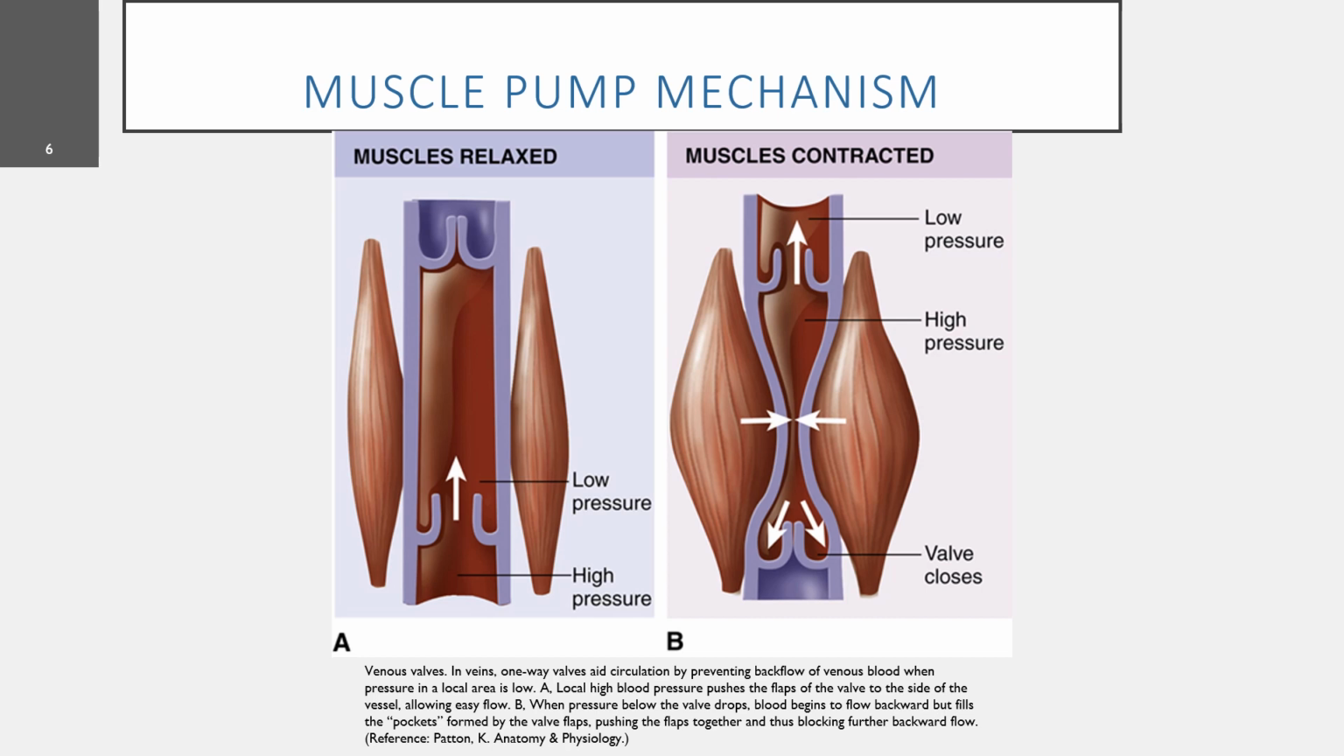Here you can see the muscle pump mechanism. In veins, one-way valves aid circulation by preventing backflow of venous blood when pressure in a local area is low. In image A, you can see local high blood pressure pushes the flaps of the valves to the side of the vessel, allowing easy flow. In image B, you can see when pressure below the valve drops, blood begins to flow backward but fills the pockets formed by the valve flaps, pushing the flaps together and thus blocking further backflow.